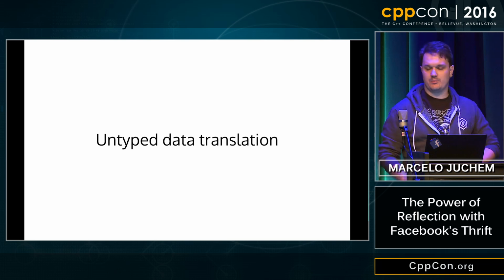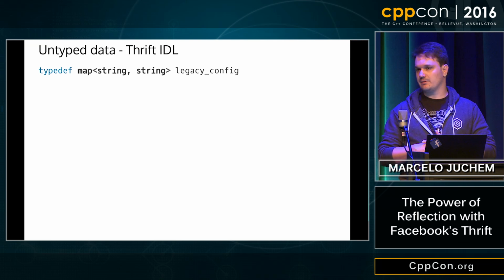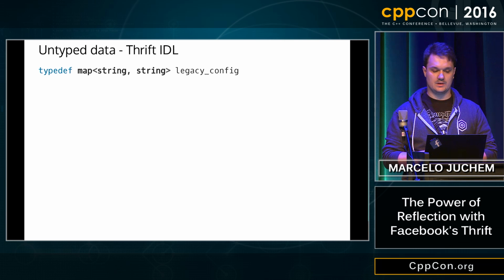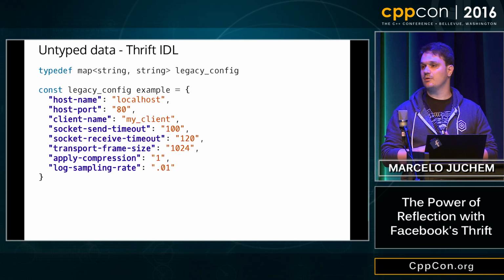So the next and final example is about untyped data translation. Say you have a map, string to string, like very common data. And this happens a lot in code, actually. And assume there's a structure to it. This is just a fantasy example, but assume you have information like host name, host port, and whatnot.